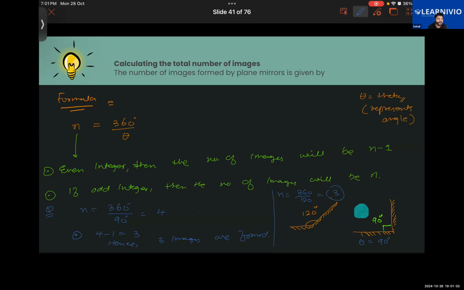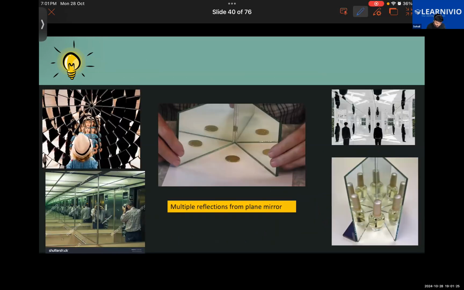You guys must have been to a circus sometime. There you might have visited a room where multiple plane mirrors were kept at certain angles. There you could have seen that multiple images are formed, like this one over here. Okay?